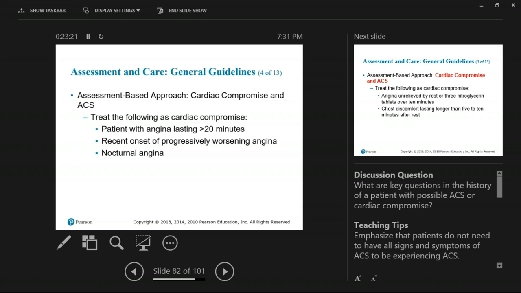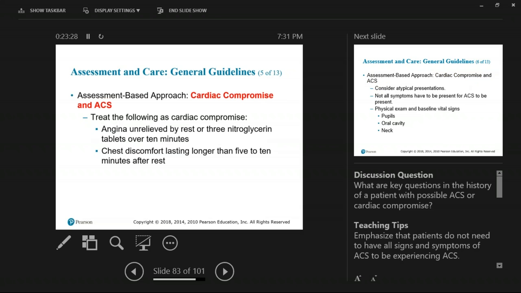Now, there are people that also get nocturnal angina, which means it wakes them out of a sleep and they have an angina attack. Cardiac compromise, and why I highlighted this, you're going to see it often abbreviated as ACS, acute coronary syndrome. It really means the same thing. So angina not relieved by three nitro over 10 minutes, you probably have an MI there. Chest pain or discomfort lasting 5 to 10 minutes after rest. Usually people with angina rest, then take their nitroglycerin with the rest. So if the pain persists after rest and three nitro, greater than 10 minutes, that really strongly still points towards myocardial infarction.